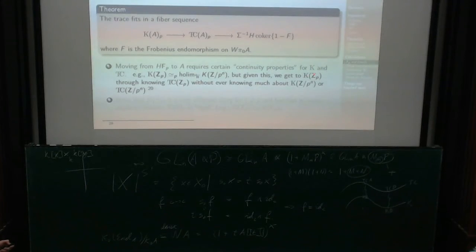So we get to K-theory of the p-adic integers through knowing TC of the p-adic integers, but never does anyone require any knowledge about K-theory of Z mod P to the n or TC of Z mod P to the n. And that's actually surprisingly hard. At the present, of course, we have just partial knowledge about either of these two things.